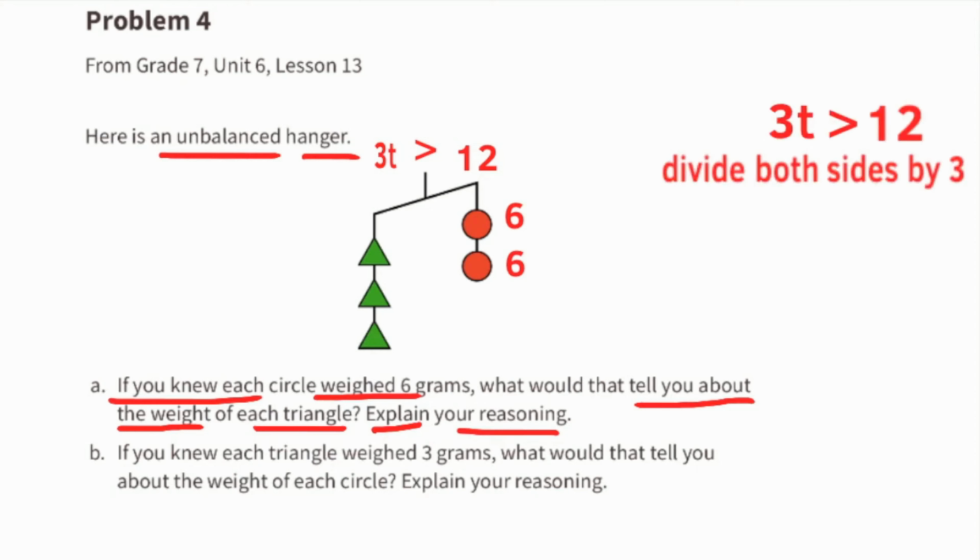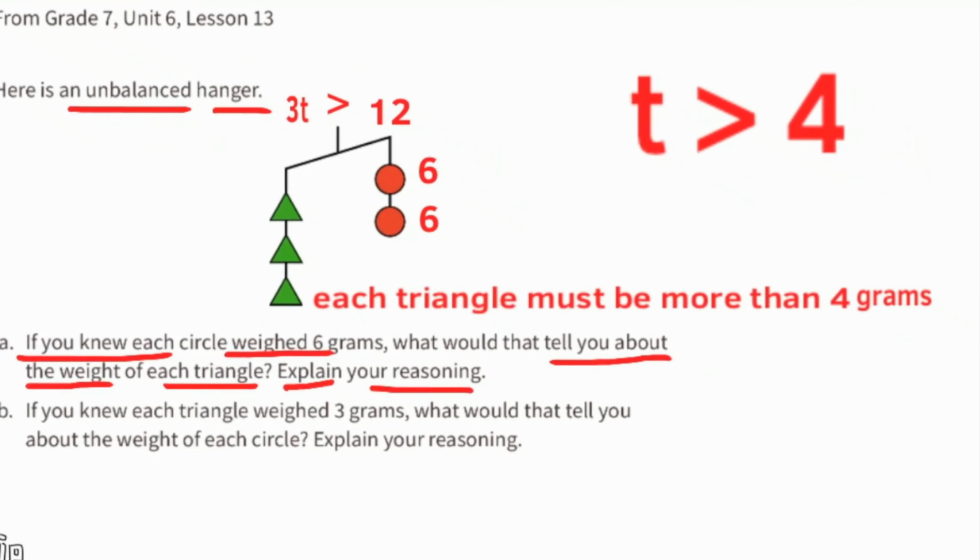Divide both sides by 3. t is greater than 4. The solution is t is greater than 4. This tells me that each triangle must have a value greater than 4.